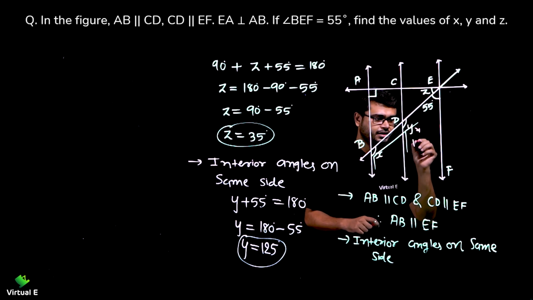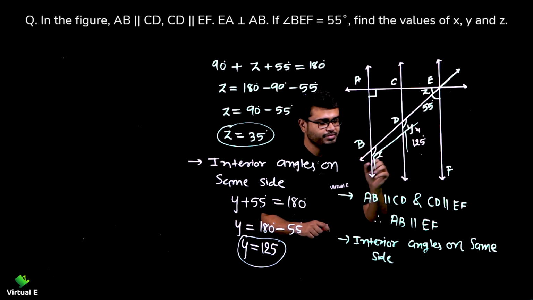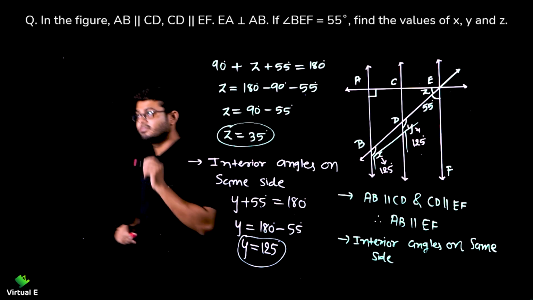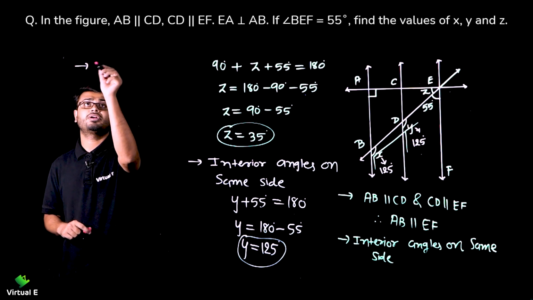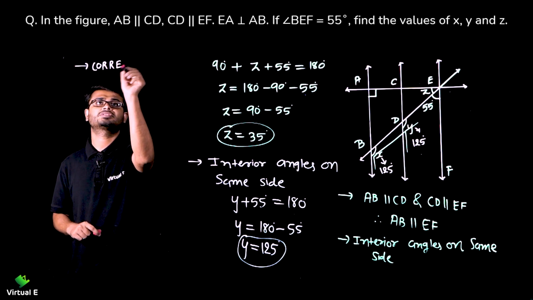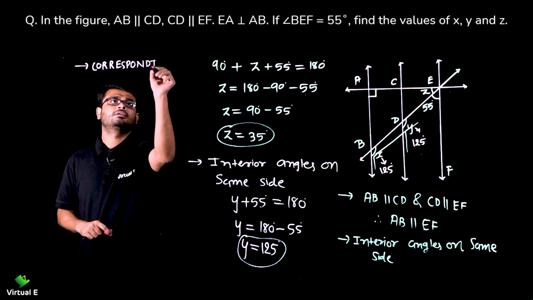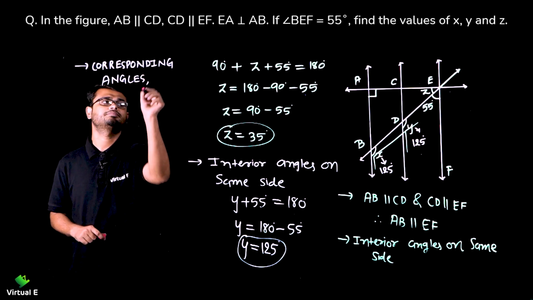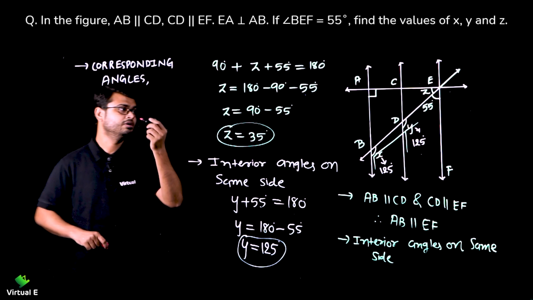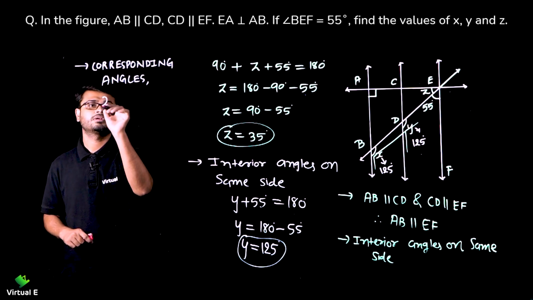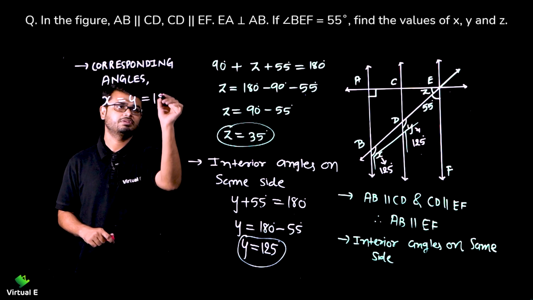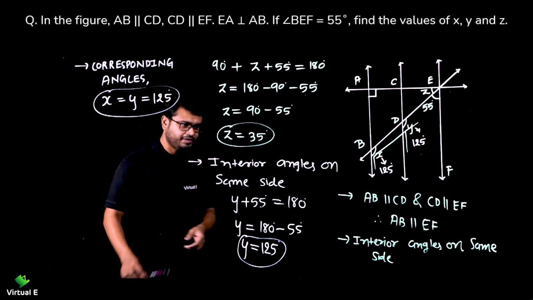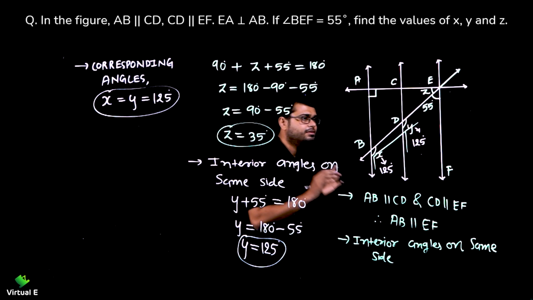That is 125. So what will be the value of X as well? 125. But we need to mention that as well with the proper reason. So let's write corresponding angles. So here what we can write, X is equal to Y directly, right? That will work out. X is equal to Y is equal to 125 degree. So this is the value of X and Y, and Z we already have, that is 35.